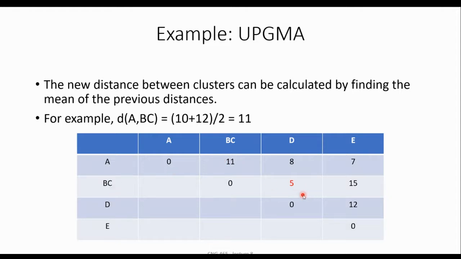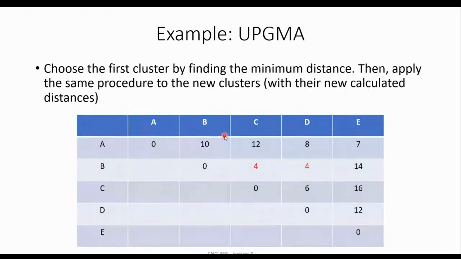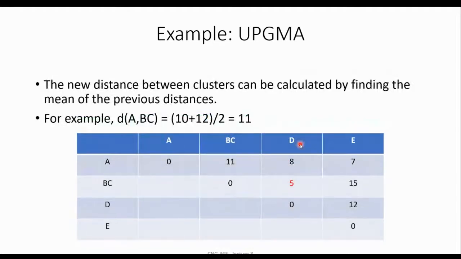Again, for BC and D, we do the same. It means that compare D with BC. So one by one, again, we do the same for all of them in order to find the answer. For example, D here, we have 4 for B, we have 6 for C, then we get the average of them, which is 5. And we do the same also for E, comparing with BC, we find the average.